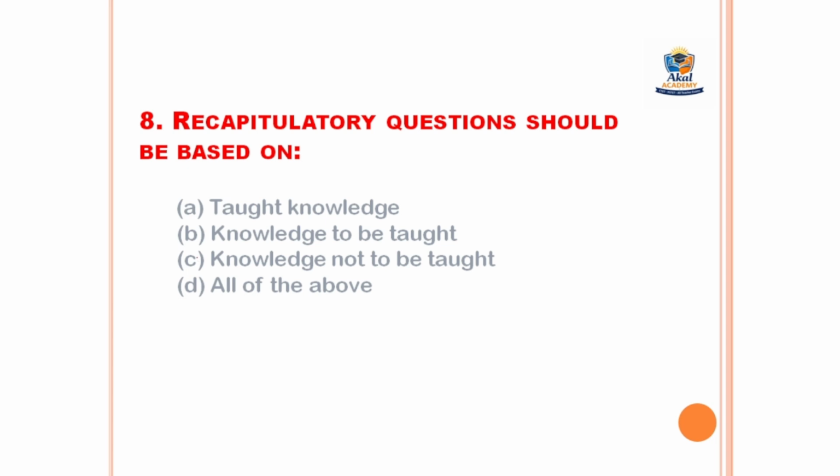Question 8. The recapitulation question should be based on knowledge already taught, knowledge to be taught, knowledge not to be taught, or all of the above. Here the knowledge is checked as a recap of what was taught earlier, so previously taught knowledge is checked. Therefore option A is the right answer.